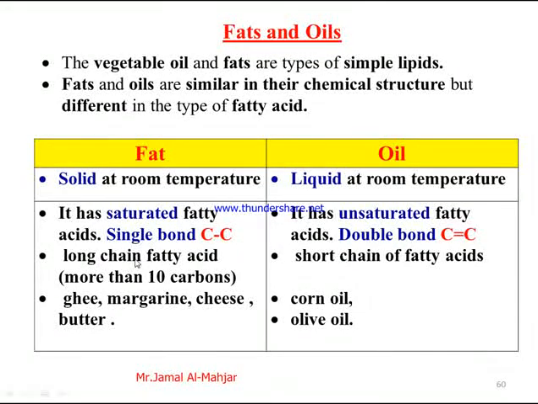Sometimes you have long chain fatty acids, more than 10 carbon atoms. Here sometimes we have short chain fatty acids. So here the examples are ghee or margarine, cheese, and butter. Here we have the examples corn oil, olive oil, and any type of oil.